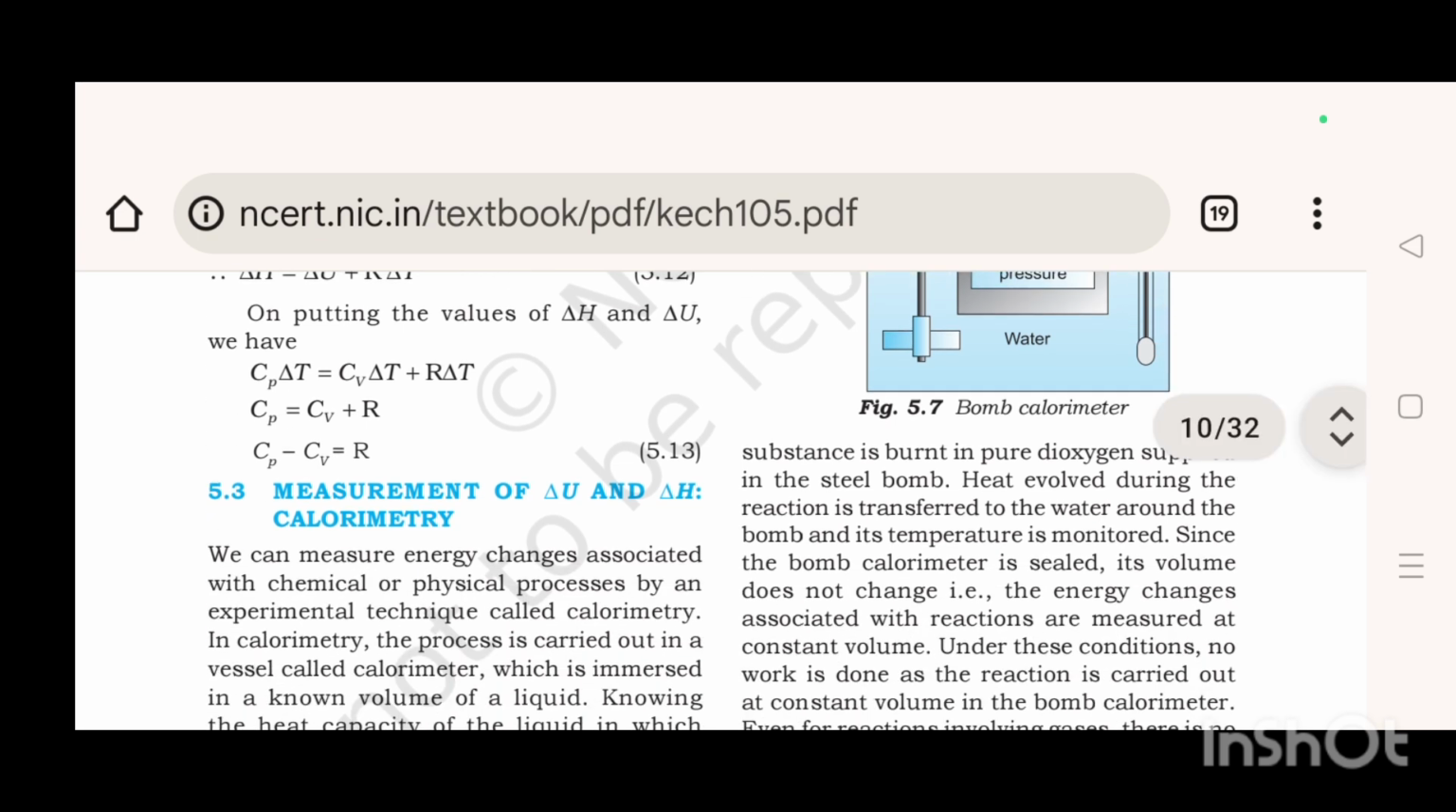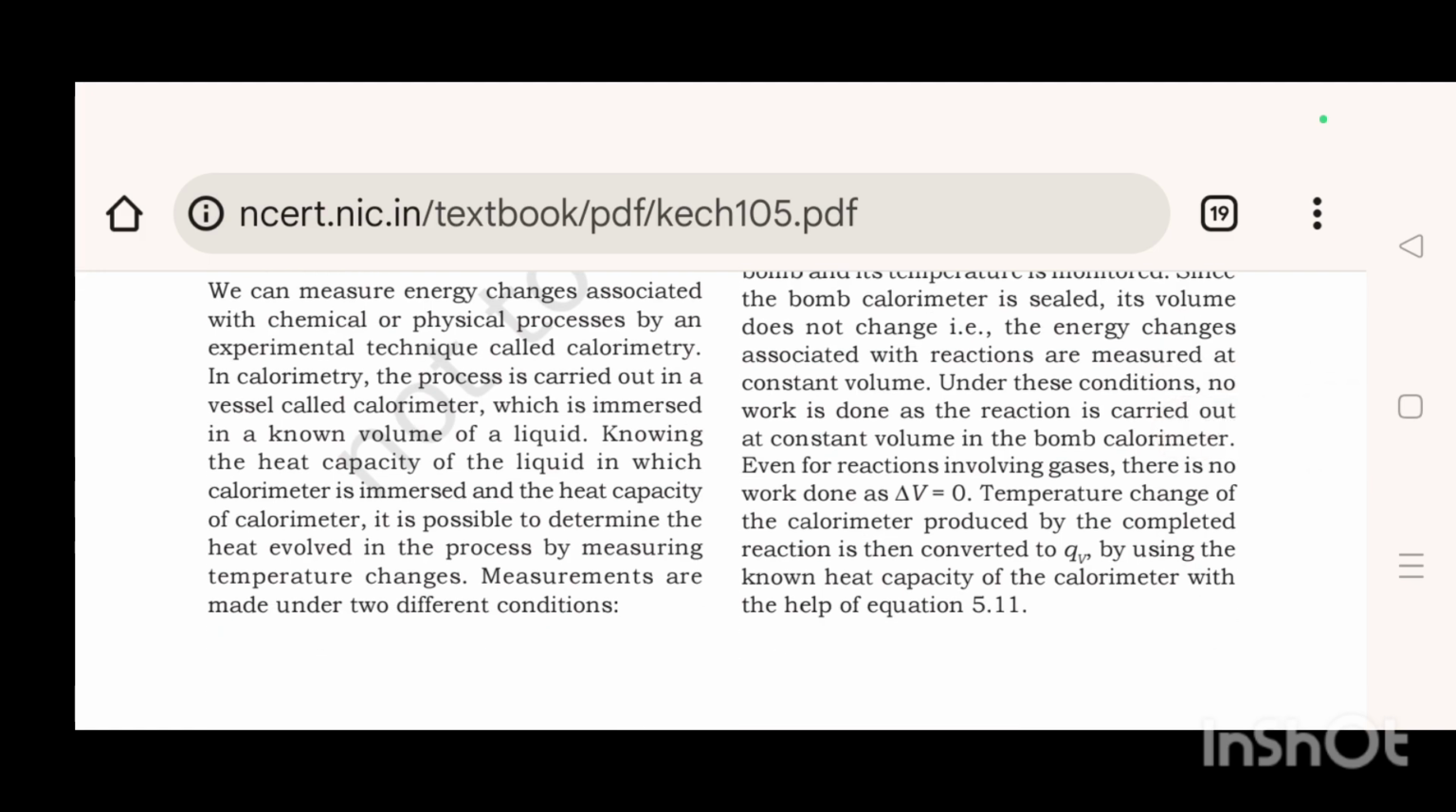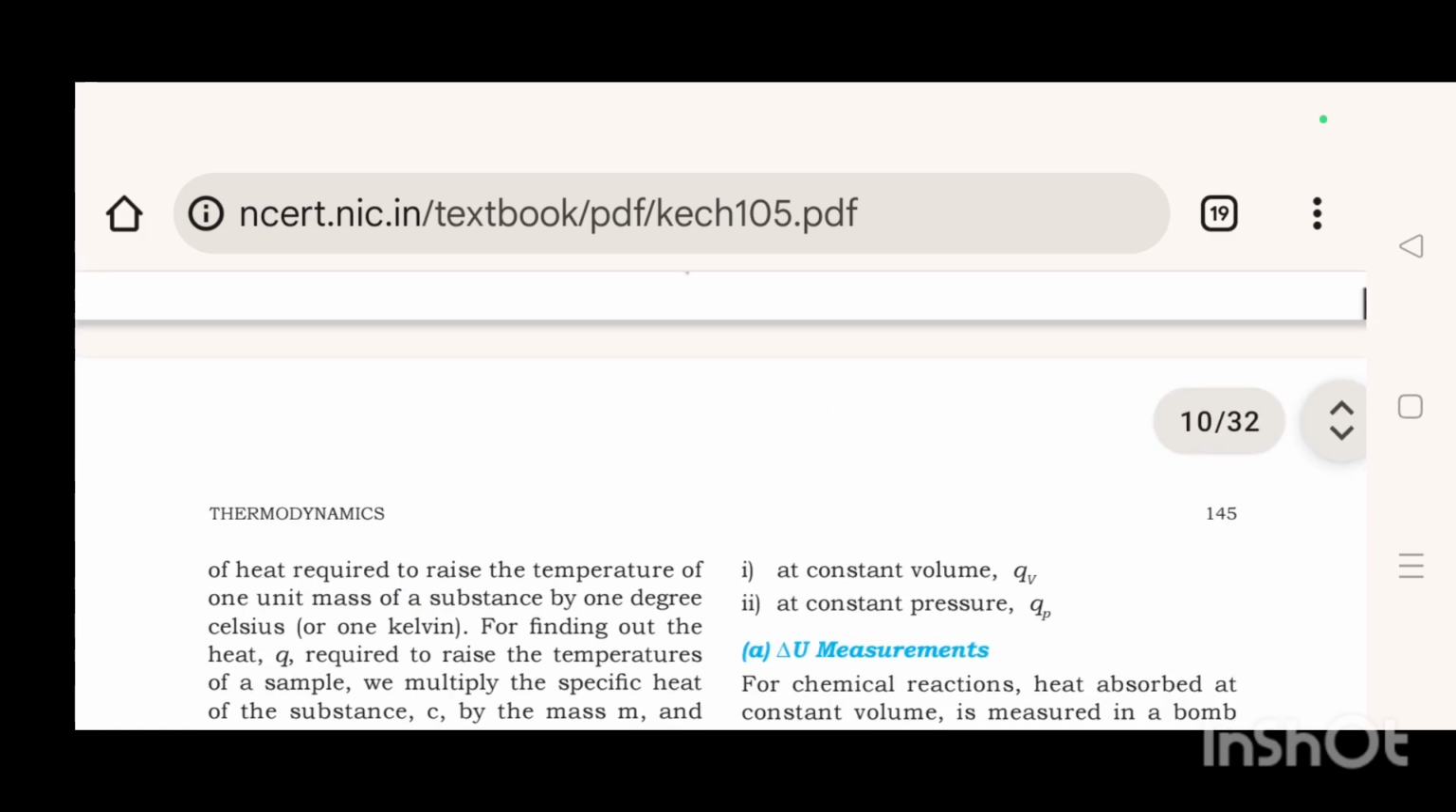Measurement of delta U and delta H: calorimetry. We can measure energy changes associated with chemical or physical processes by an experimental technique called calorimetry. In calorimetry, the process is carried out in a vessel called a calorimeter, which is immersed in a known volume of liquid. Knowing the heat capacity of the liquid in which the calorimeter is immersed and the heat capacity of the calorimeter, it is possible to determine the heat evolved in the process by measuring temperature changes. This can be done by two processes.